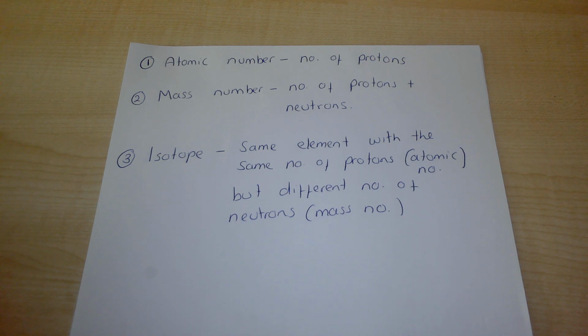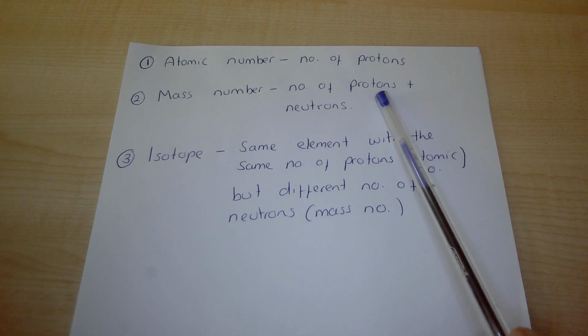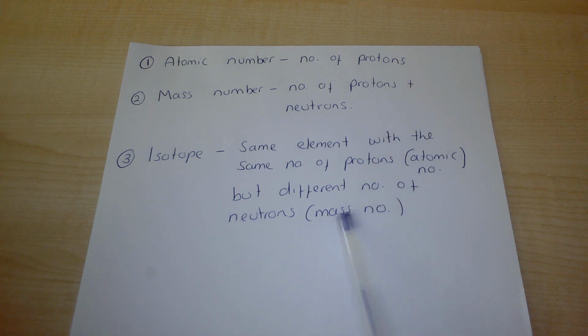In this topic we'll be looking at the atomic number, mass number, isotopes, as well as calculating the electrons, protons and neutrons. I've just written down the three definitions for you first of all. Atomic number is the number of protons, mass number is the protons plus neutrons, isotopes are basically the same element with the same number of protons but a different number of neutrons.